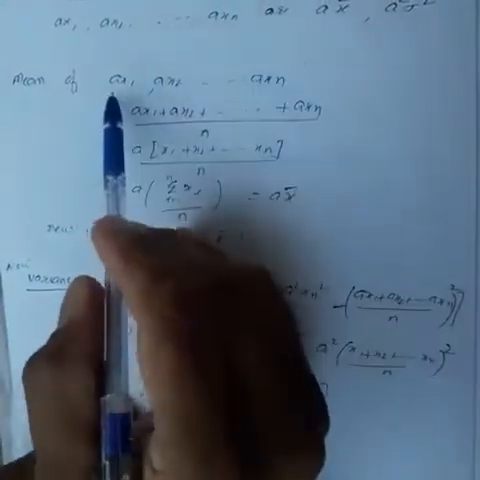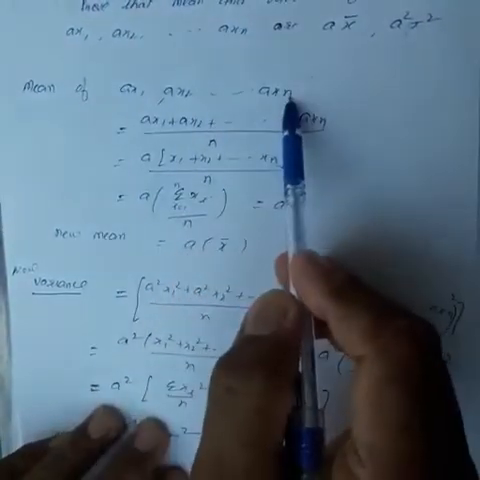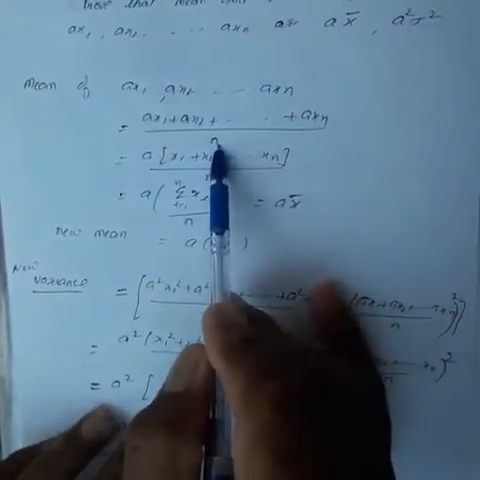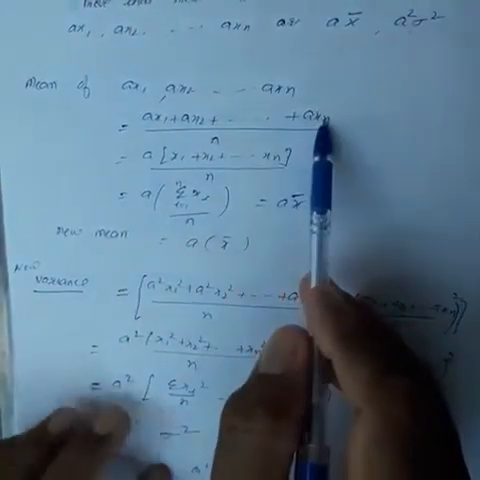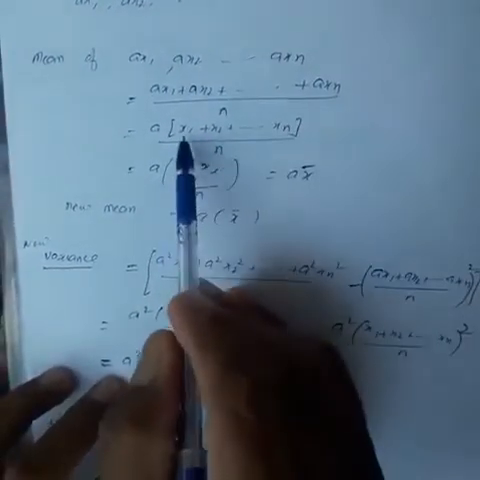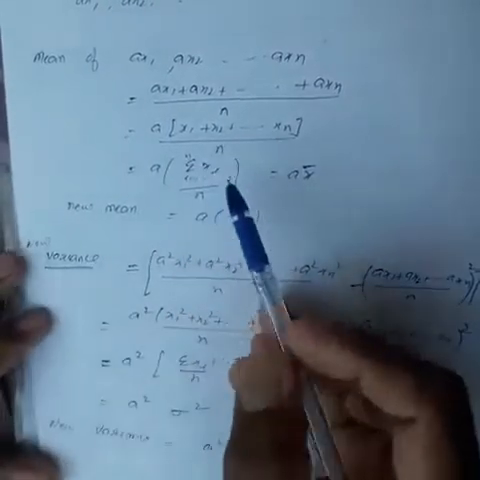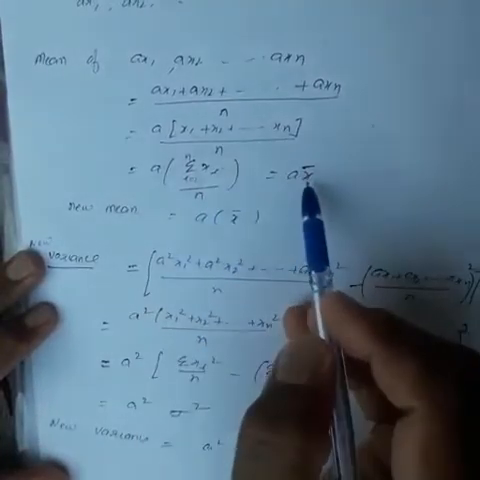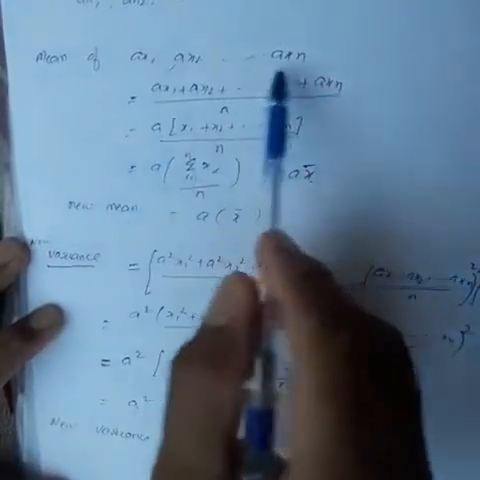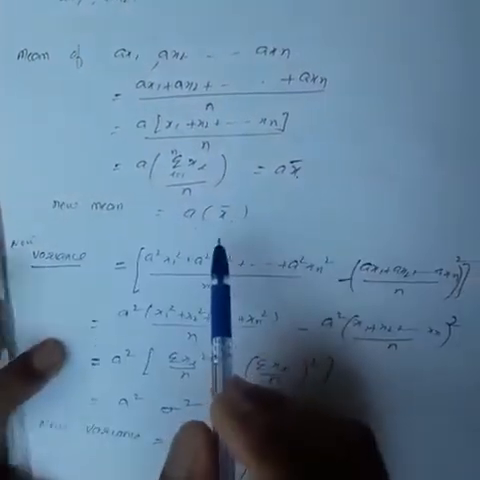So we will find the mean of these new observations a x1, a x2 up to a xn. So mean is sum of all observations divided by number of observations. So we can take a common from this. So a into x1 plus x2 up to xn upon n. We know this is summation of xi, where i varies from 1 to n, upon n, and this is the value of x bar. So mean of the new observations is a into x bar. So this is the new mean.